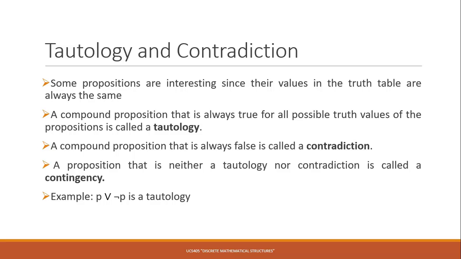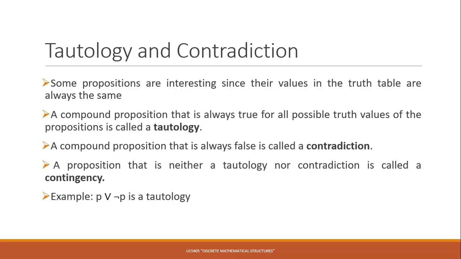Some propositions are very interesting because their truth value in the truth table is the same for all the inputs. If a compound proposition is always true for all possible truth values of the propositions, then that proposition is known as a tautology. Similarly, if a compound proposition is always false for all possible truth values of the propositions, then it is called a contradiction. And a proposition that is neither a tautology nor a contradiction is known as contingency.